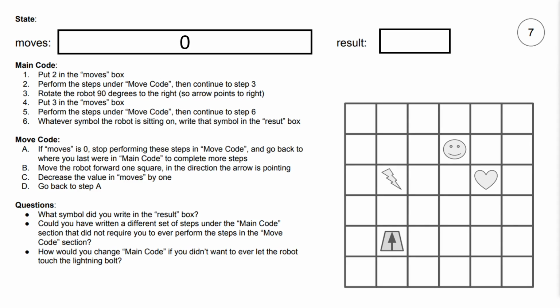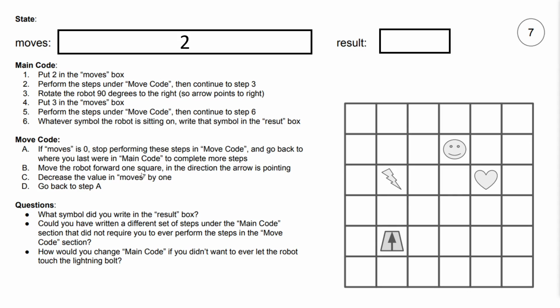Main code. Put 2 in the moves box. Now we're going to perform the steps under move code, then continue to step 3. So we jump down over here to move code. If moves is 0, it's not. Stop performing these steps in move code and go back to where you were last in main to complete more steps. Okay, it's not, so we're going to continue with step B.